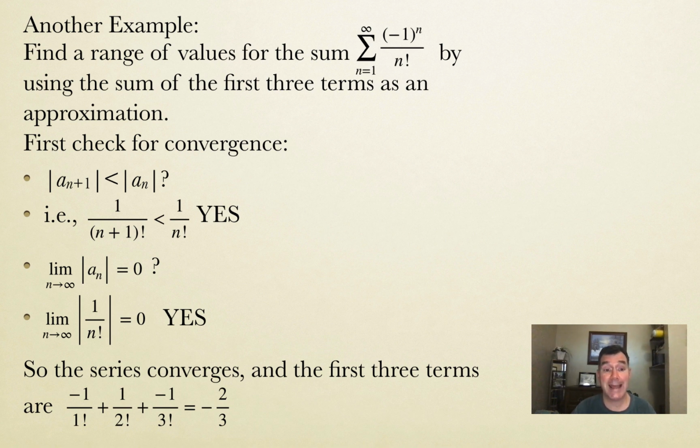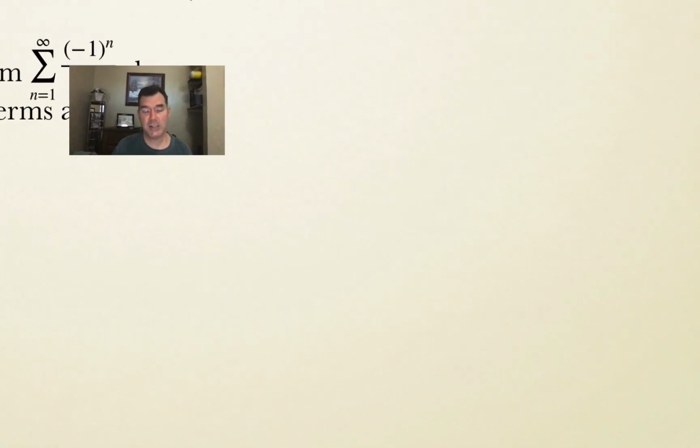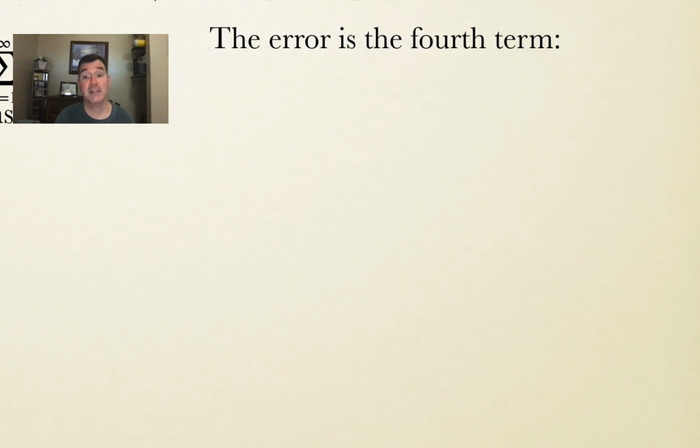And so what I do is I look at the first three terms. The first term is going to be negative, so it's going to be -1 over 1 factorial. The second term will be 1 over 2 factorial. And the third term will be -1 over 3 factorial for a total of -2/3. So that's just an approximation of what the infinite sum would be.